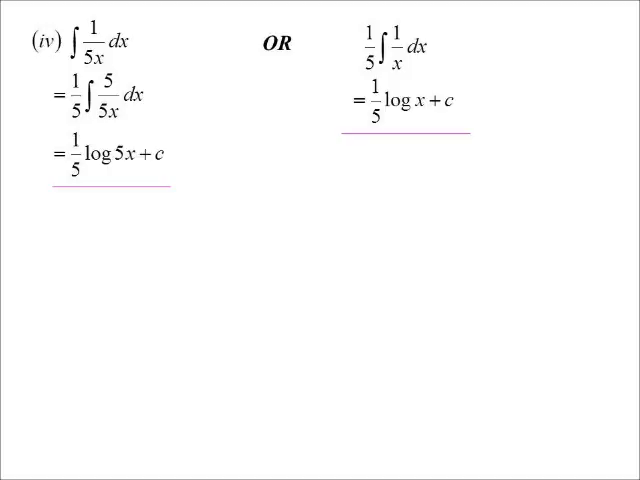Why are they the same? You can change log 5x to log 5 plus log x. Even though I've written plus c for plus a constant, they would actually end up being different constants. Because you could use your log law in the first one and change that to 1/5 log 5 plus 1/5 log x, and 1/5 log 5 is a constant.